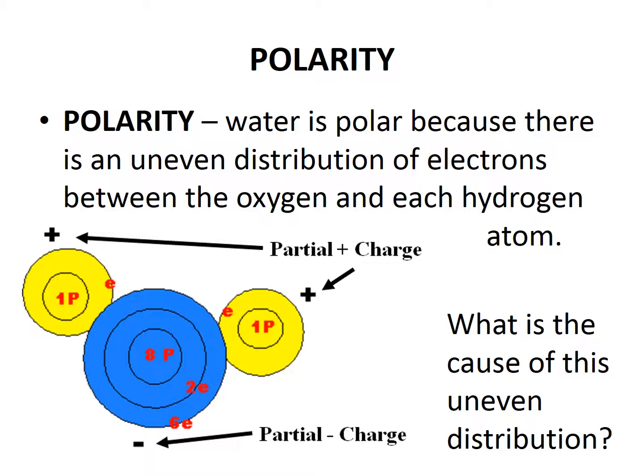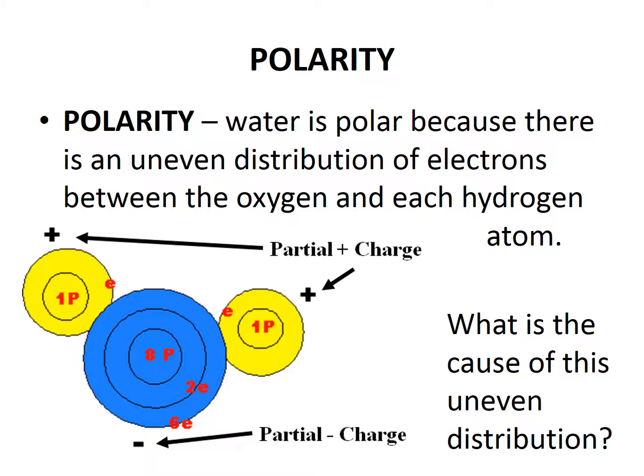So what is the cause of this uneven distribution? Well, before you try to answer this in your notes, let me explain. With its greater positive charge, remember oxygen has 8 protons in its nucleus. The oxygen atom pulls the shared electrons more strongly than the hydrogen atoms because each hydrogen atom has only 1 proton. So the oxygen atom pulls the shared electrons toward its nucleus and away from the nucleus of the hydrogen atoms. So the oxygen side has a partial negative charge and the hydrogens have a partial positive charge.